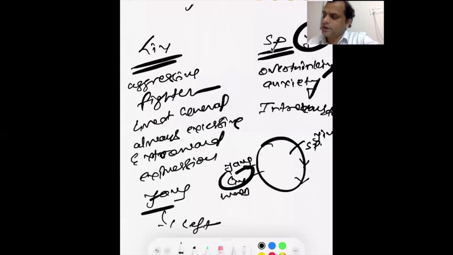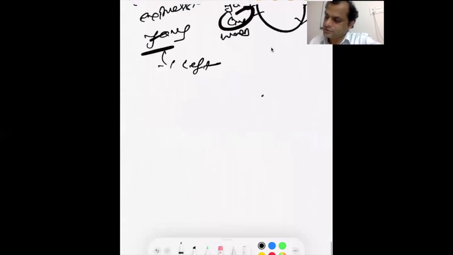So whatever is yin will stay on the right, because right hand is yin. So spleen is in the right side and liver is in the left side.